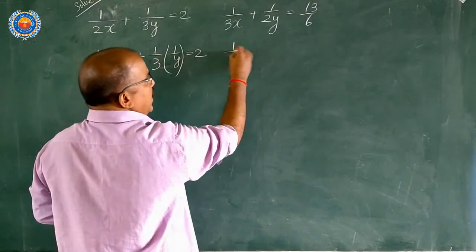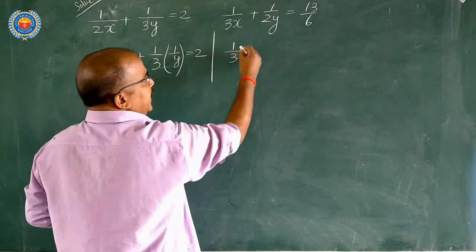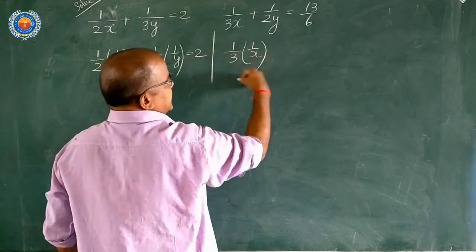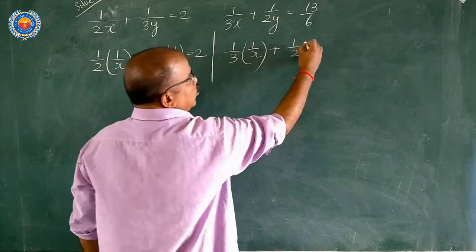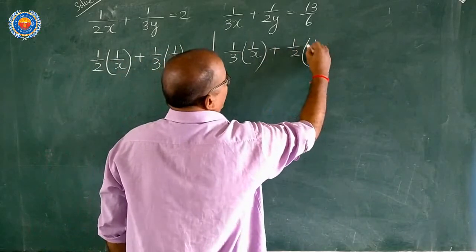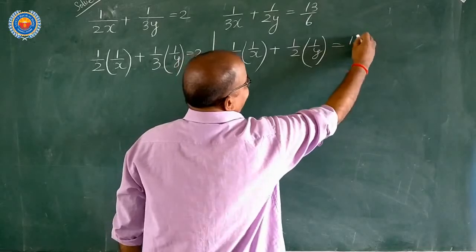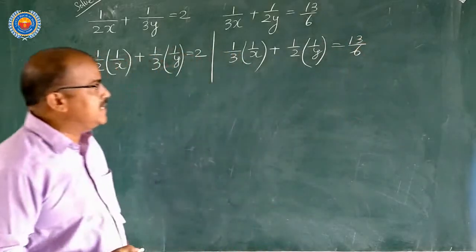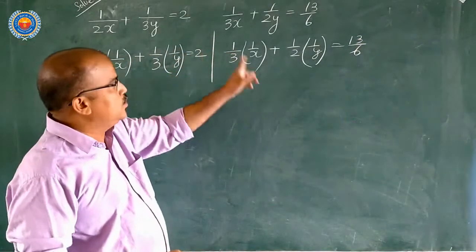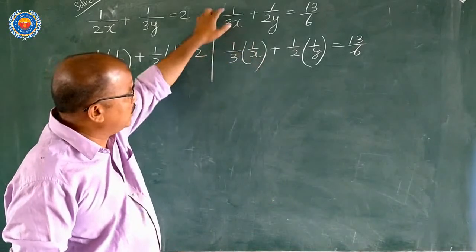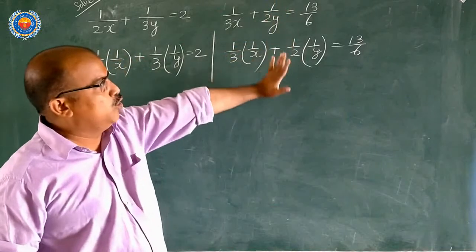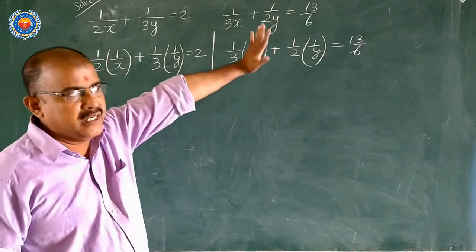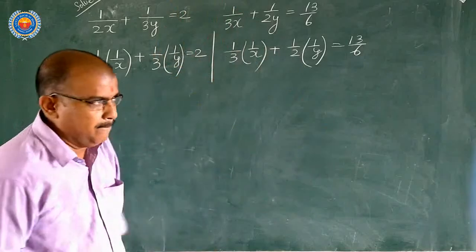Here 1 by 3 into 1 by x, and 1 by 2 into 1 by y is equal to 13 by 6. If you want, once again you check: 1 into 1 is 1, 3 into x is 3x, so 1 by 3x. 1 into 1 is 1, 2 into y is 2y, so 1 by 2y is equal to 13 by 6. This is very very important. Definitely you get confused, so carefully do this sum.